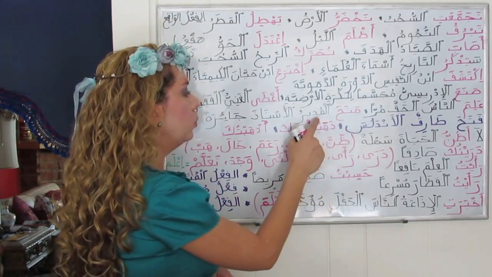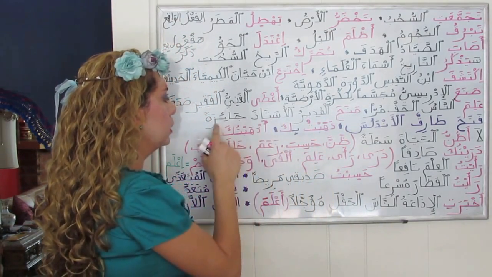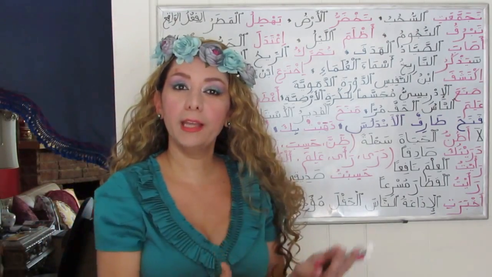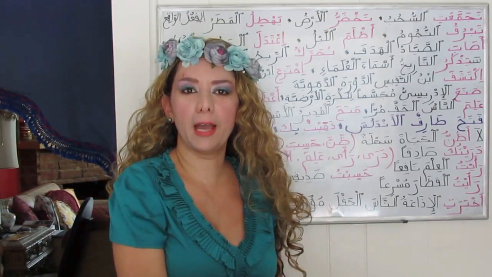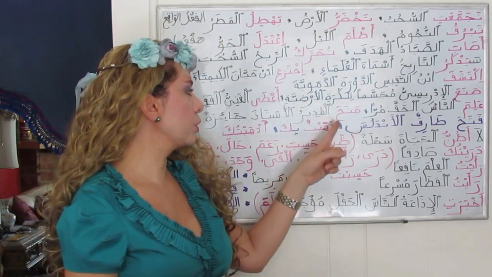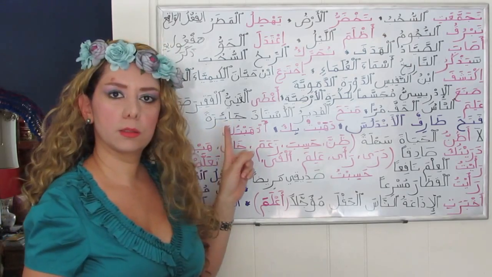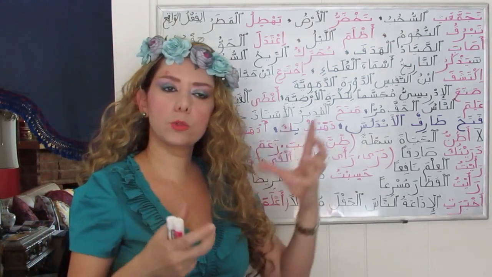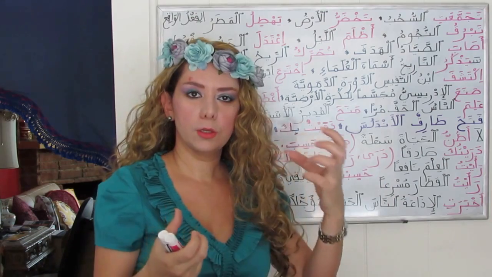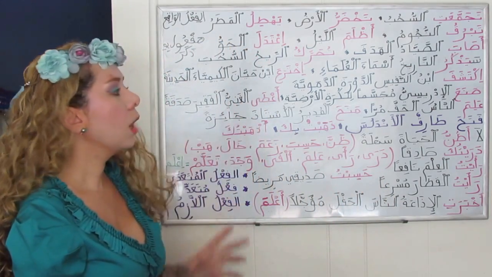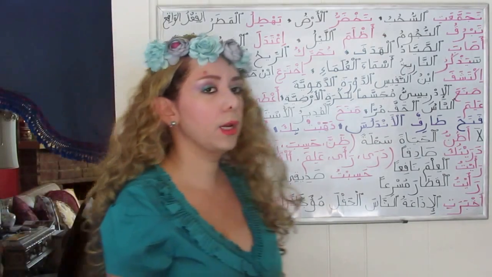منح المدير الأستاذ جائزة. منح, to award. Again, there is a giving action. So the director awarded the teacher a prize. Okay, someone to someone. Someone, something to someone. That's why we need two objects. One object won't be enough, especially for the giving action.